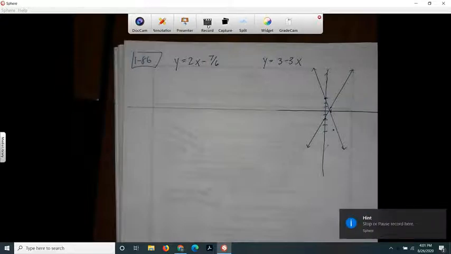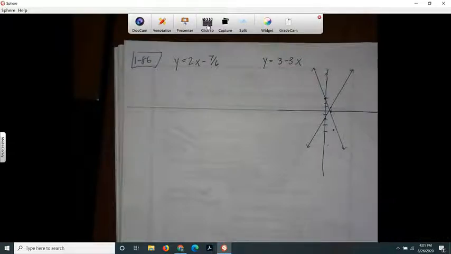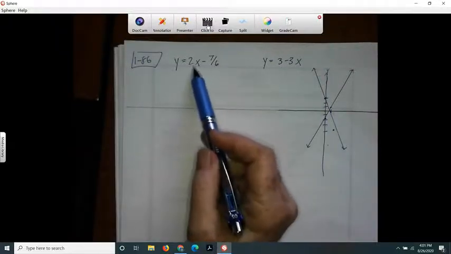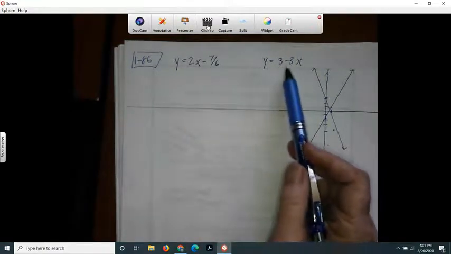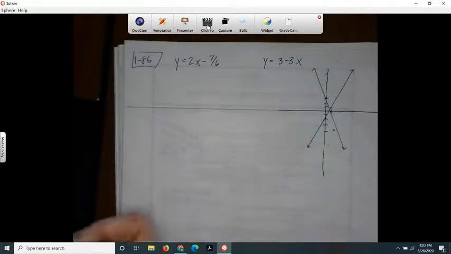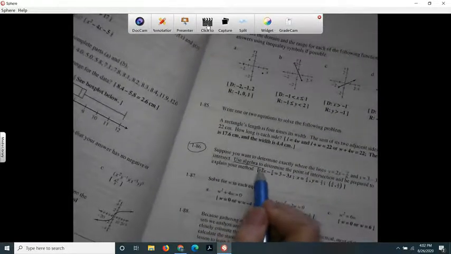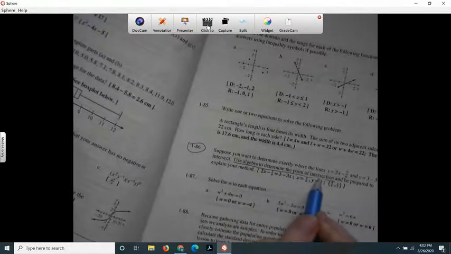Graded 3, it's problem 1-86. We did this in class, but a lot of you guys use Desmos, and this happens to be the focus problem. It says, suppose you want to determine exactly where the lines y = 2x - 7/6 and y = 3 - 3x intersect. So we're trying to figure out exactly where they intersect. The book says use algebra to determine the point of intersection and be prepared to explain your method.